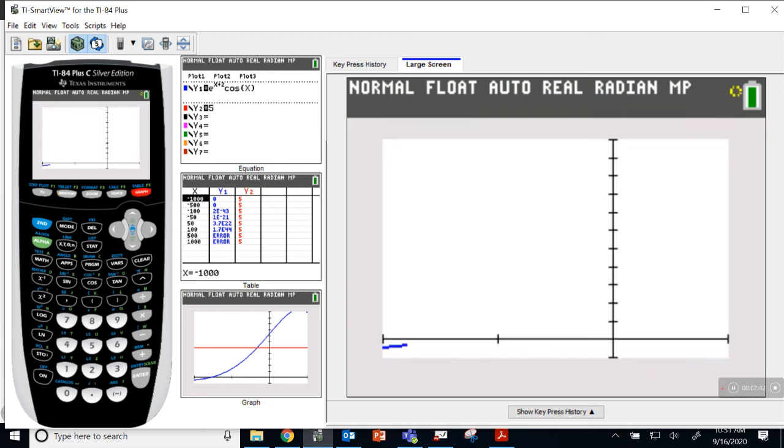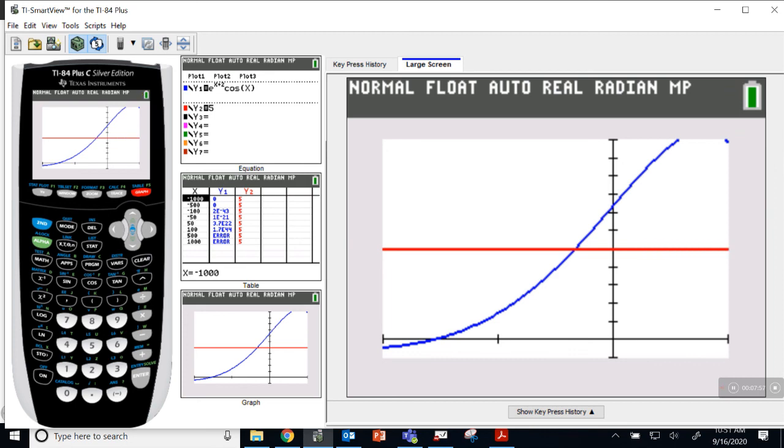So I hit graph, and it's going to take a minute. One key to remember, if you ever want your graphs to go faster, you can change the resolution that it's graphing at. In other words, you can tell it to skip a pixel or two here or there. I'll show you how to do that.